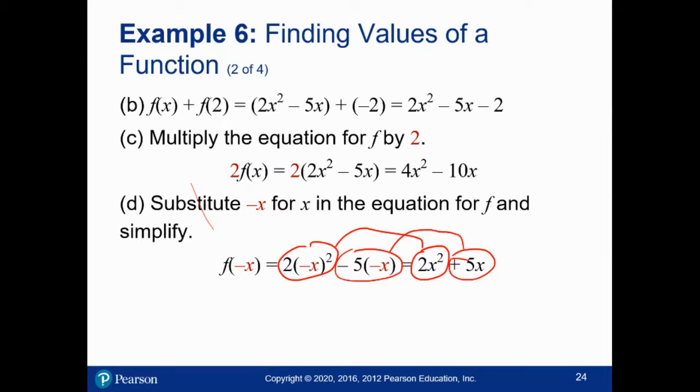So once we simplify, f of negative x is 2x squared plus 5x. What about negative f of x? This is now similar to 2 times f of x. You're just taking f of x, 2x squared minus 5x, and sticking a minus sign in front of it and then distributing. So you end up with negative 2x squared plus 5x.